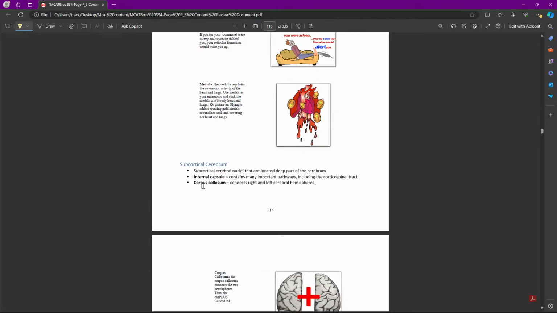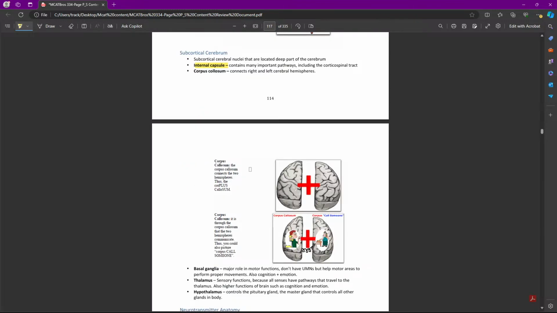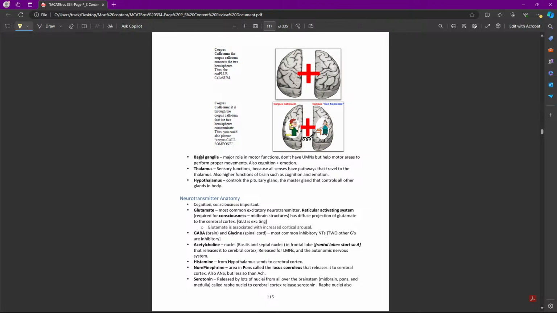Alright. The subcortical nuclei are located deep in the cerebrum. We have the internal capsule, which contains many information pathways, including the corticospinal tract. I need to review that, because I don't think we really talked about it. I know what the corpus callosum is, the band that connects both hemispheres, so I'm chilling on that. Basal ganglia are basically the cell bodies for movement, so motor functioning, yeah.